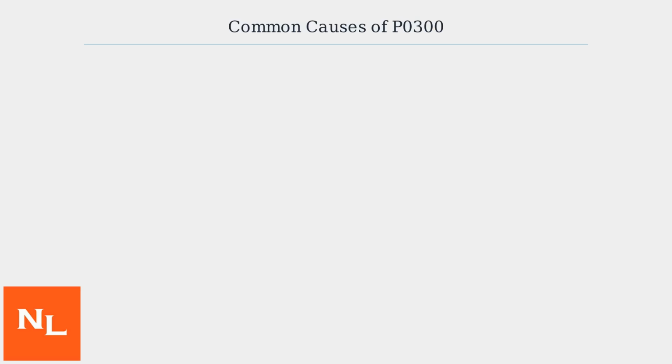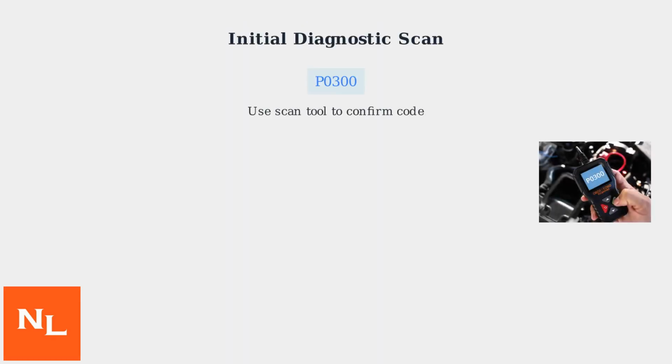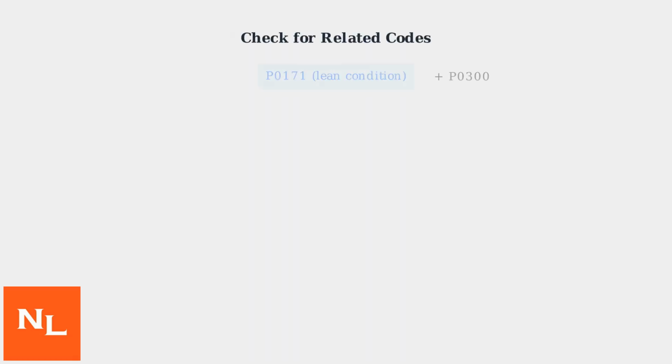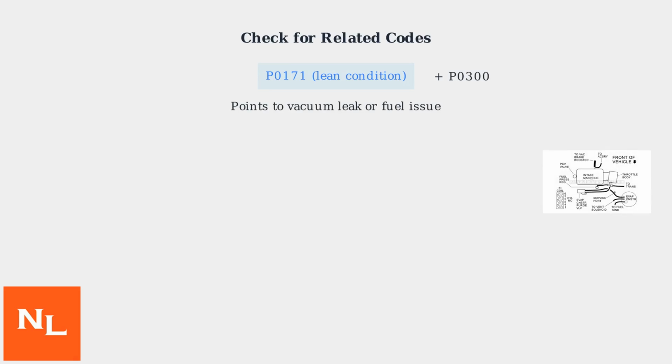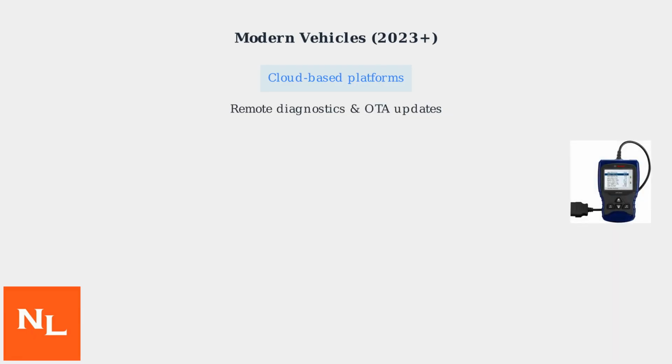Other causes include EGR valve blockages that affect exhaust recirculation and faulty oxygen sensors that provide incorrect feedback to the engine control module. Start by using a scan tool to confirm the P0300 code and check for any related codes. This helps narrow down the potential causes. For example, a P0171 code, lean condition, along with P0300 could point to a vacuum leak or fuel delivery issue. Note that many 2023 plus models utilize cloud-based platforms for remote diagnostics and potential over-the-air updates to resolve issues.